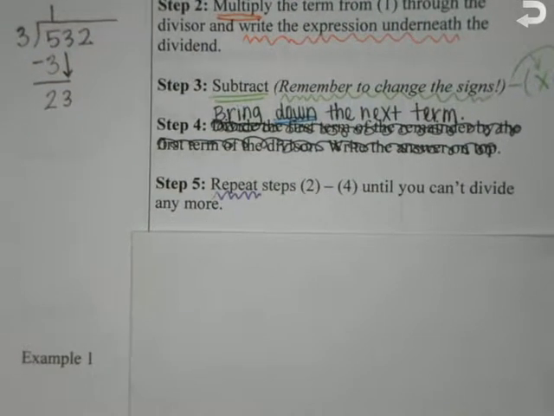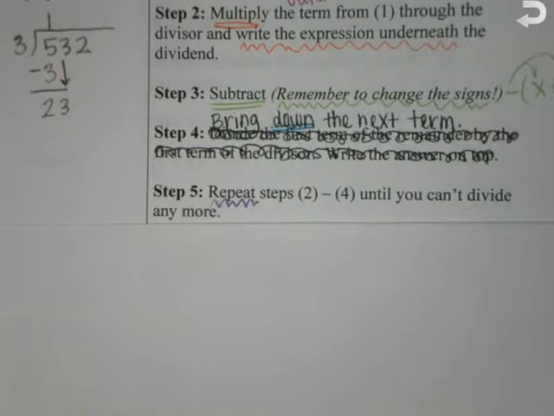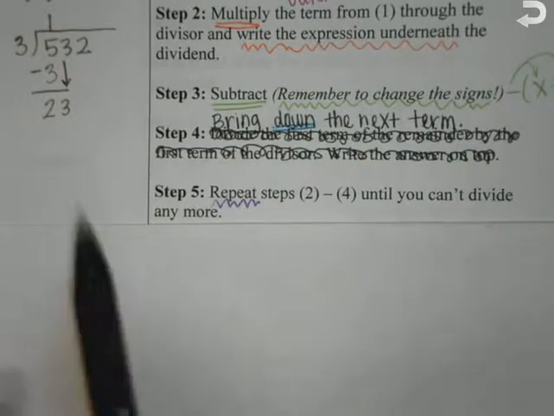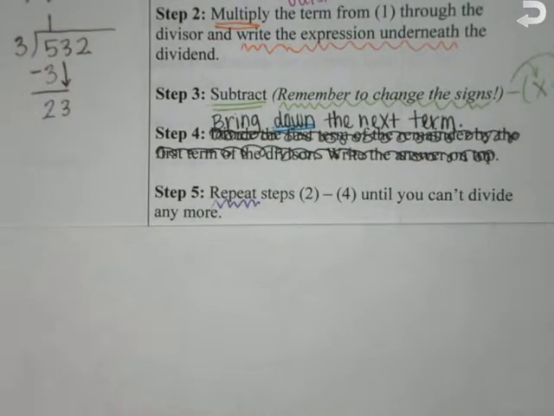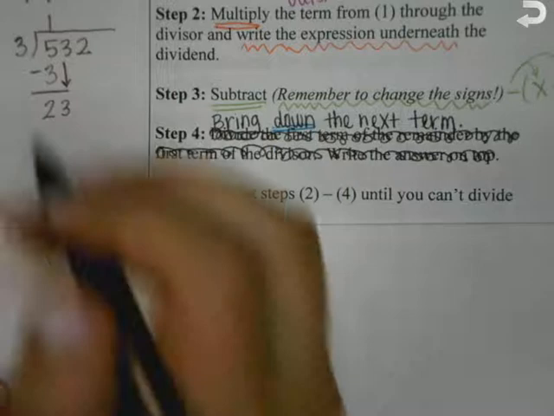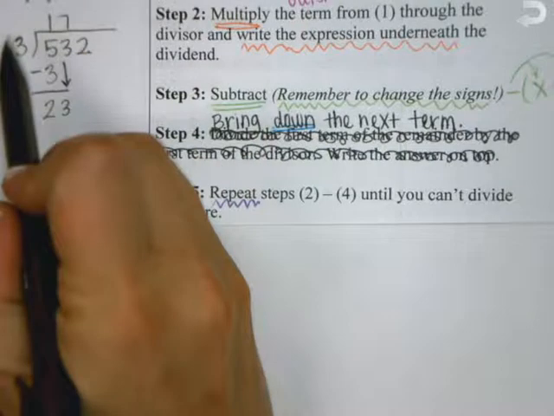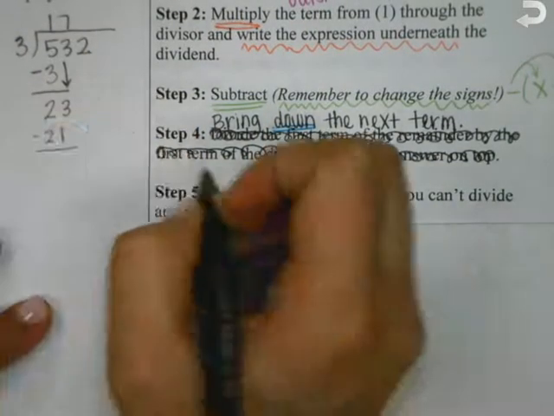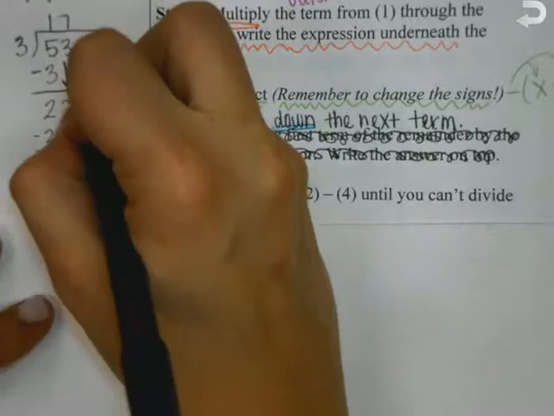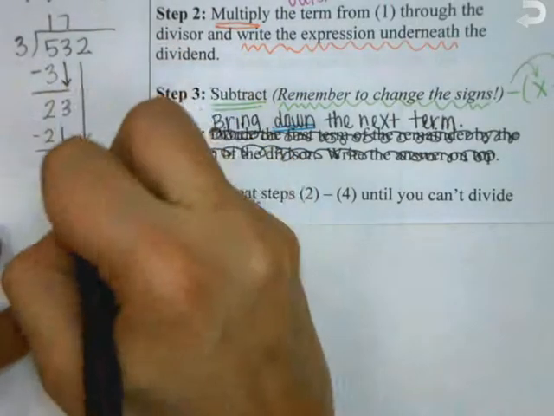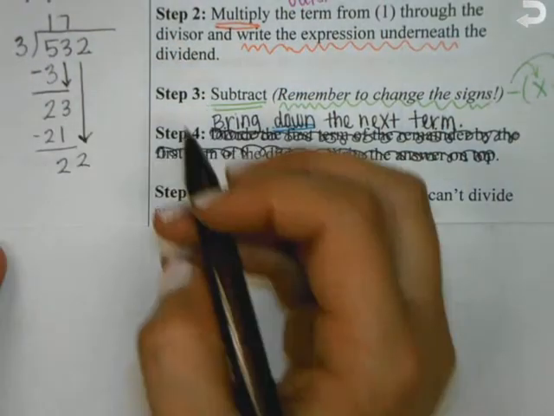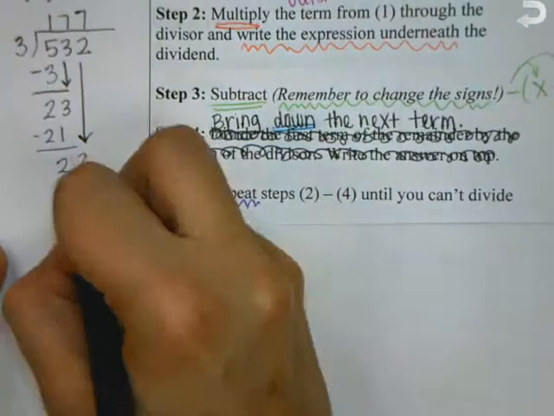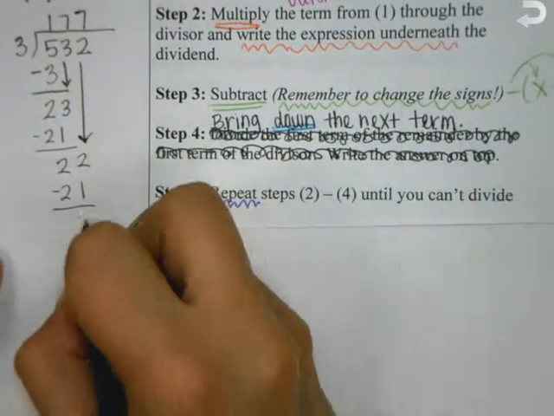Okay, so let's finish this problem and see what happens at the end. 3 goes into 23 how many times, guys? 7. And 3 times 7 gives me 21. So then I subtract, and I get 2. Bring down the 2. 3 goes into 22 how many times? Also 7, which is going to give me 21, with a remainder of 1. Who remembers, what do I do with the remainder?